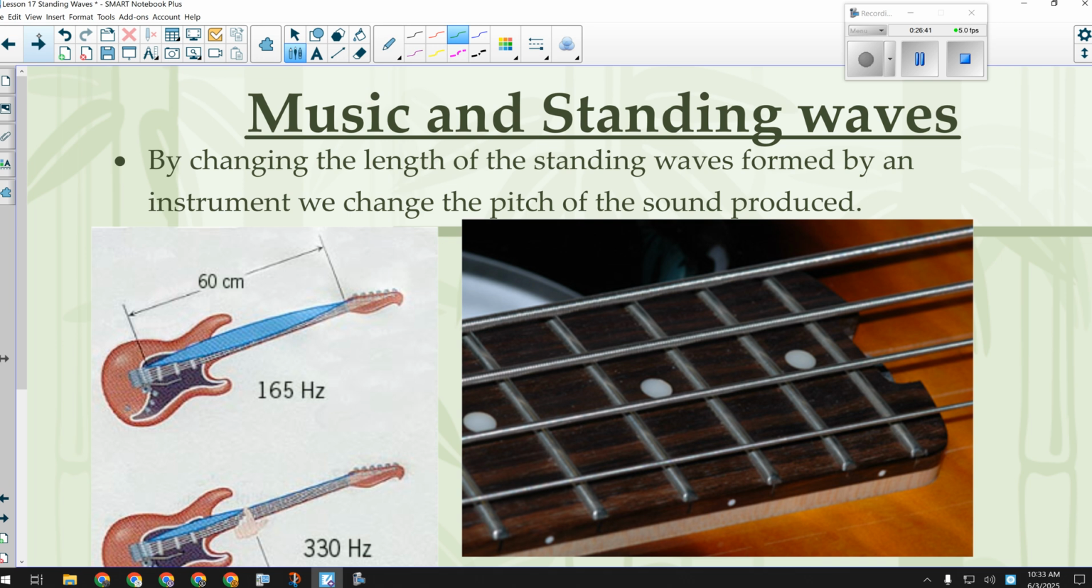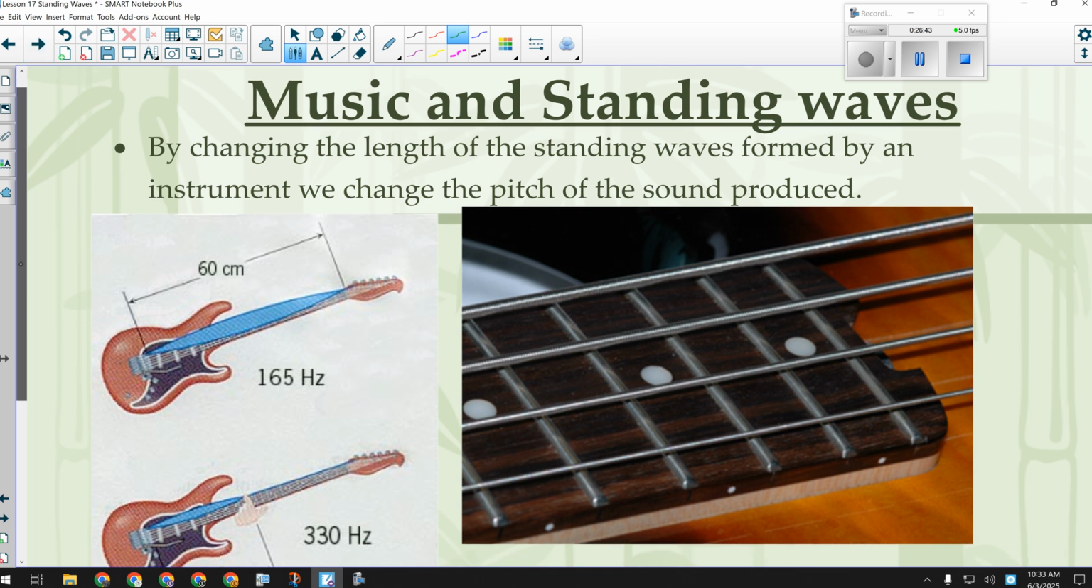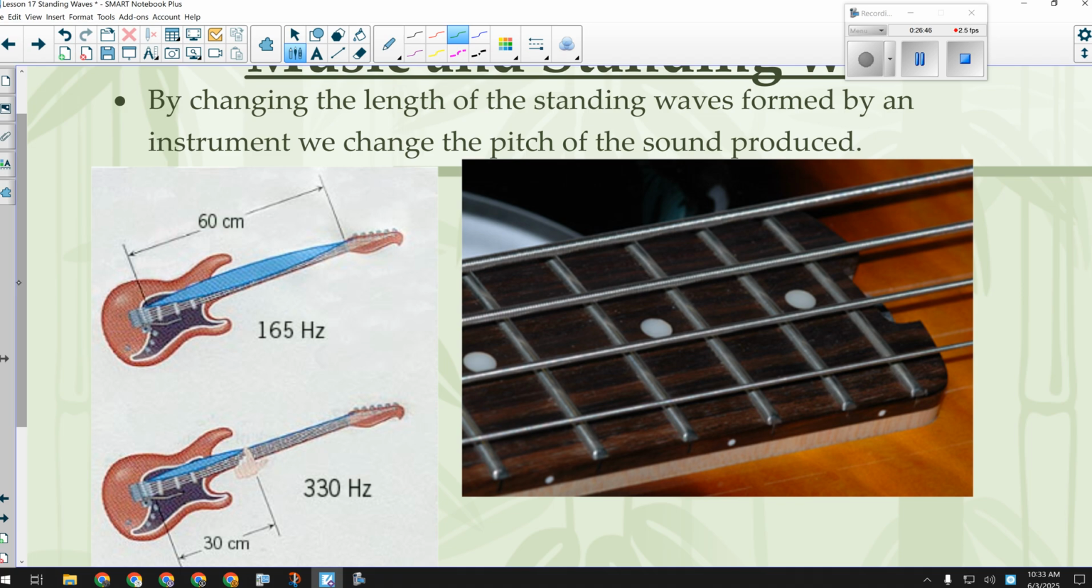All right, so if we're looking at this here, we've got a 60 centimeter string that is oscillating. What's the wavelength of this wave? 120 centimeters, right? Because that's only half of a wavelength. A full wave would have another antinode after that. So the wavelength here is 1.20 meters. And it's making a frequency of 165 hertz.